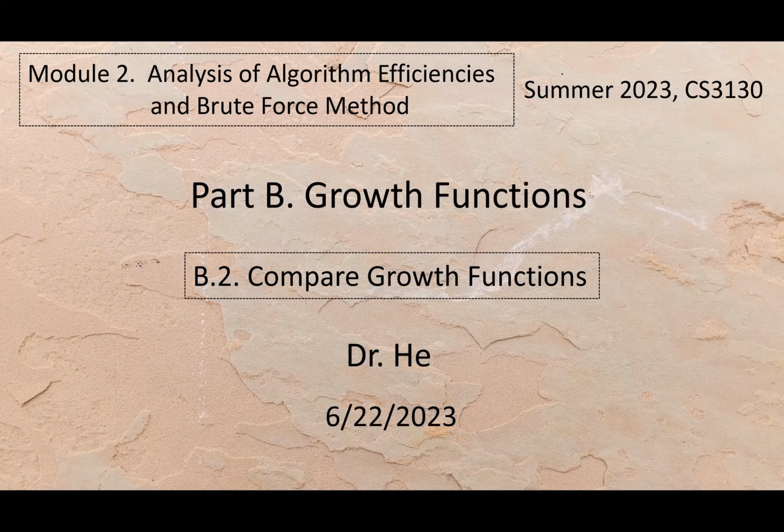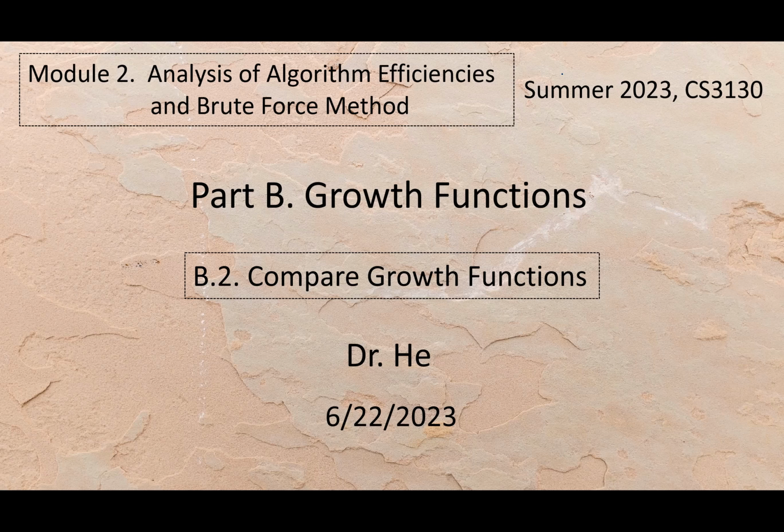Let's compare growth functions. In part A, we did the element uniqueness problem and found a solution. We have method 1 and method 2. Let's find the growth function for method 1 and the growth function for method 2, and compare these two growth functions. Then we can conclude which method is better, method 1 or method 2. That's the reason we need this concept.